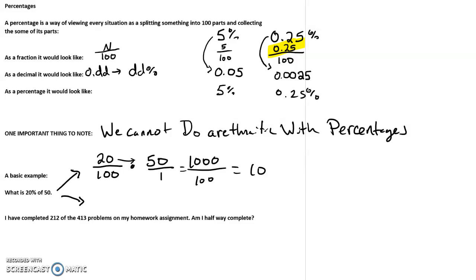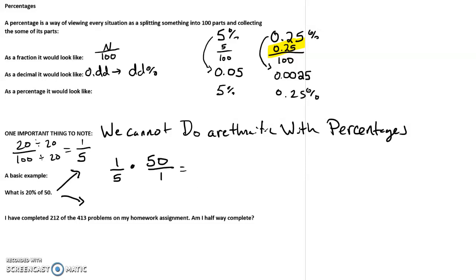Now, we could have simplified 20 over 100. We can divide the top and the bottom by 20. 20 divided by 20 is 1, and 100 divided by 20 is 5. We could have looked at it like this, as a simplified fraction: 1 times 50 is 50, 5 times 1 is 5, and 50 divided by 5 is 10.